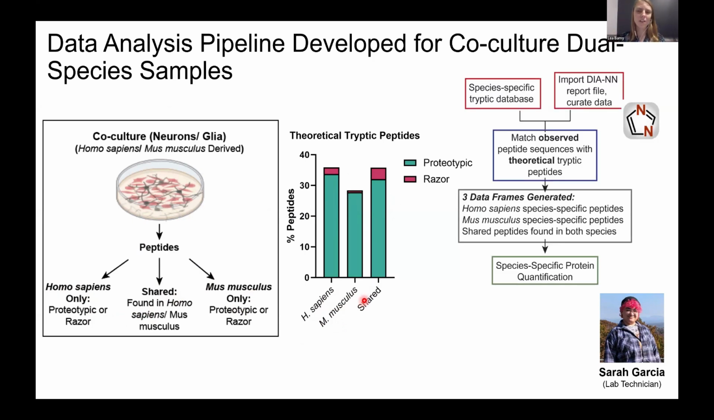Utilizing DIA-NN outputs from our DIA analysis and our species-specific tryptic database, we can then match our observed peptides with our theoretical peptides to determine which of our observed peptides are indeed human species-specific and mouse species-specific, so that we can obtain this species-specific protein quantification.